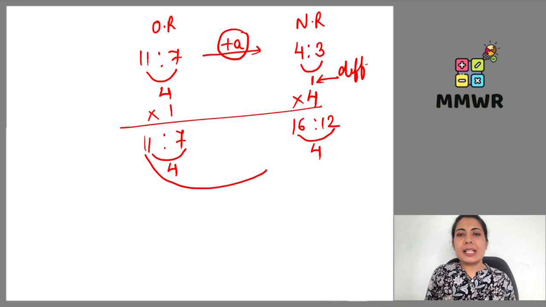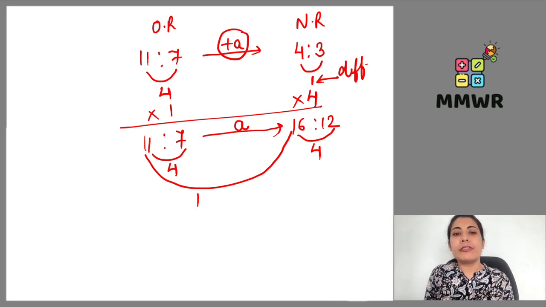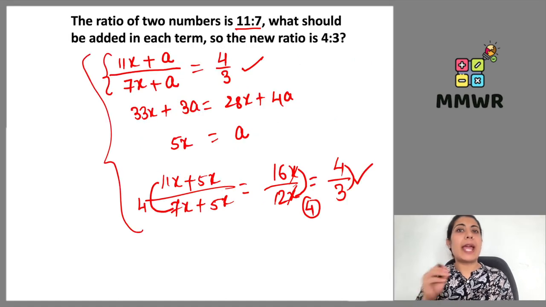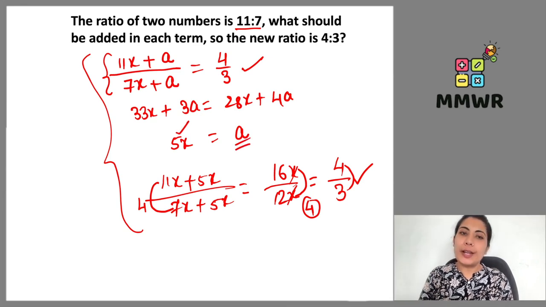Now to go from 11 to 16, how many steps are you going? That gives you the value of a. So 11 to 16, the difference is 16 minus 11, that is 5. So this is going to give you the value for a. Same thing, 7 to 12, the difference is 5 again. So the value for a, the number which should be added to 11:7, is 5. Here also we got the same answer. The value of a is coming as 5. x is 1 because the original ratio was 11:7 only. After adding 5 into this, we are getting 4:3.